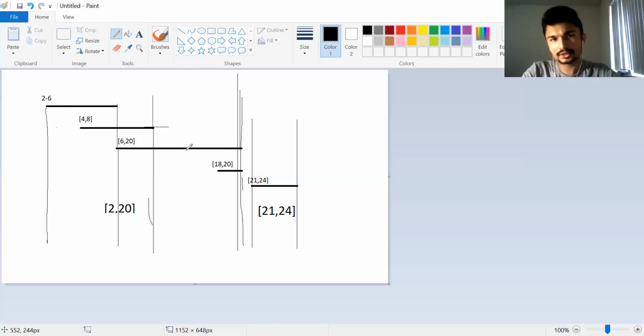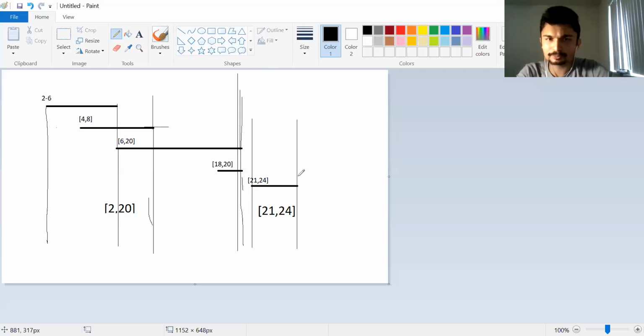Now I go to the next interval, 18 comma 20, and compare it with 2 comma 20. Do they overlap? Yes, they do, so my current interval is still 2 comma 20. Next I go to 21 comma 24, with my current interval as 2 comma 20. Do they overlap? They do not overlap.